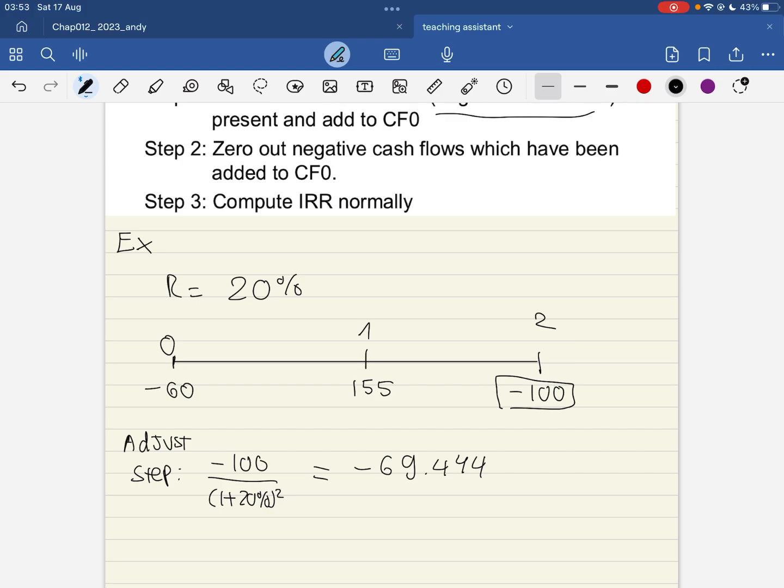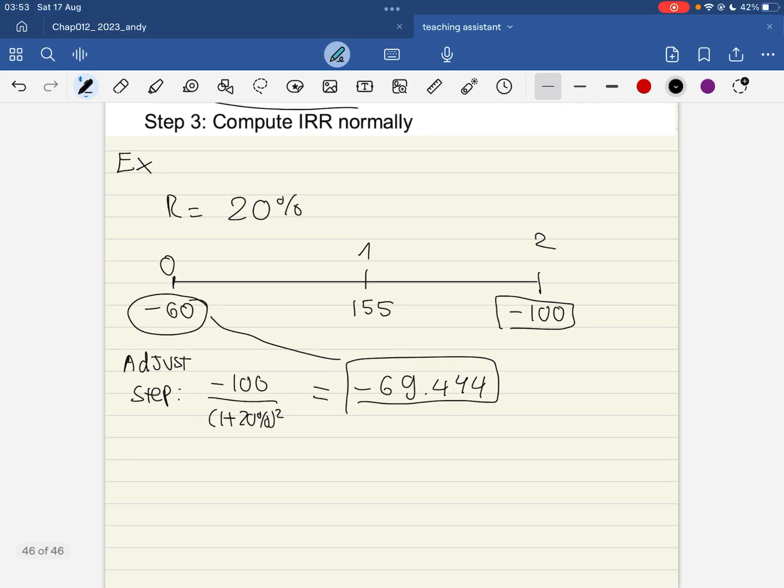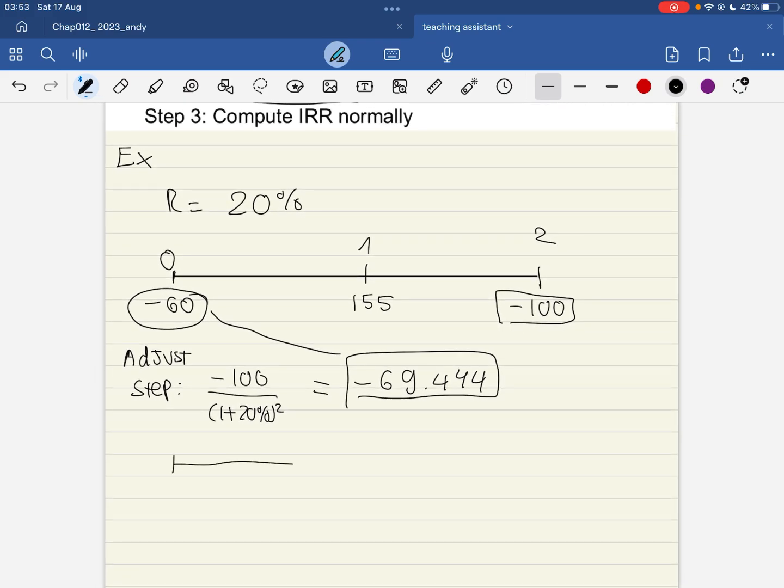Because we already discounted to the current time, we can take this number and add it up with minus 60, which is our step 2, zero out the negative cash flow which has been added to CF0. So our new timeline will look like this: year 0, year 1, and year 2.